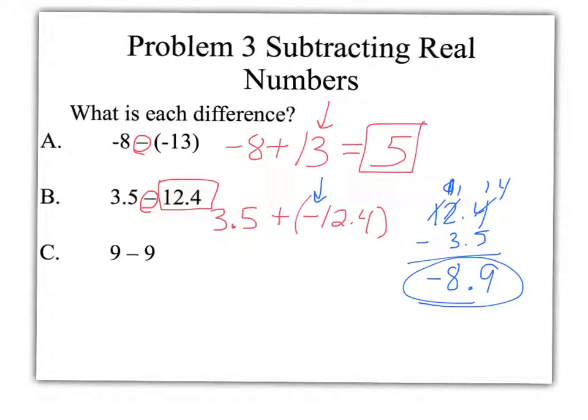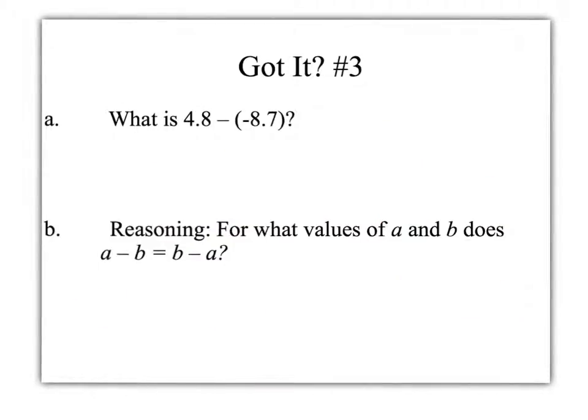And now 9 minus 9, you should know. That should be 0, right? Well, let's see if it works with the rule. So it's going to be 9 minus, then our number was 9, so we need the opposite of 9. Oops, sorry, this becomes 9 plus negative 9. And when you have a positive and a negative, you subtract. Well, 9 minus 9 would be 0 anyways. Alright, got it, number 3.